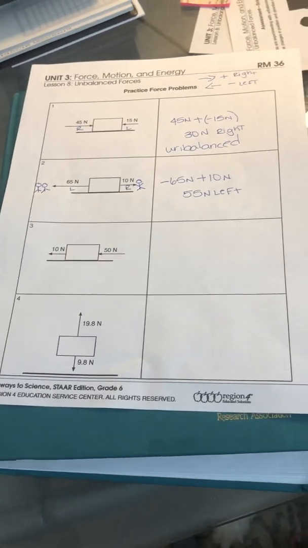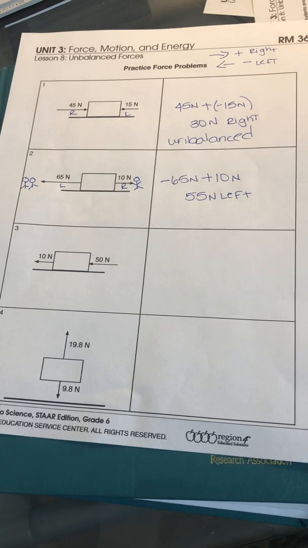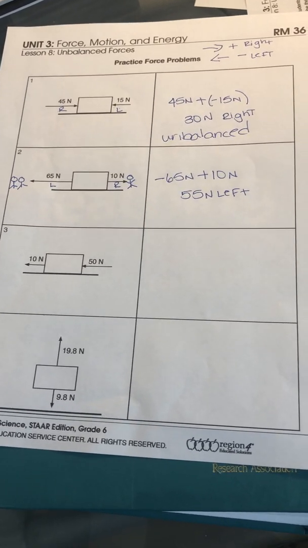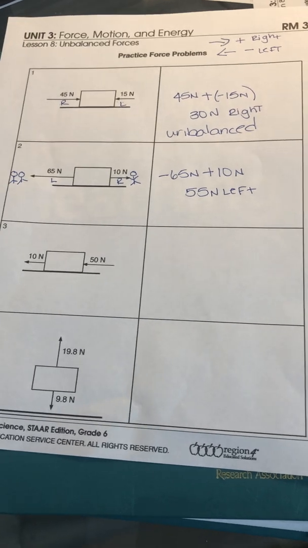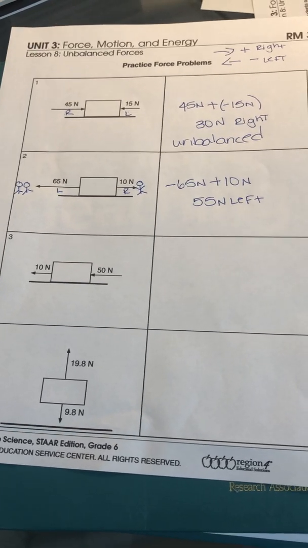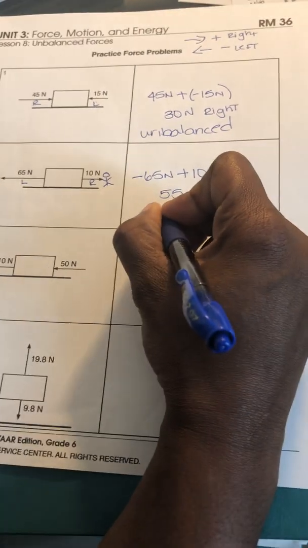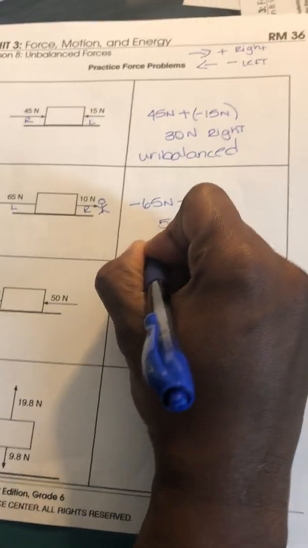Is this force balanced or unbalanced? For a force to be balanced, it has to have an equal amount of force on each side of the object and equal out to 0. This equals out to 55 newtons. So this force is unbalanced.